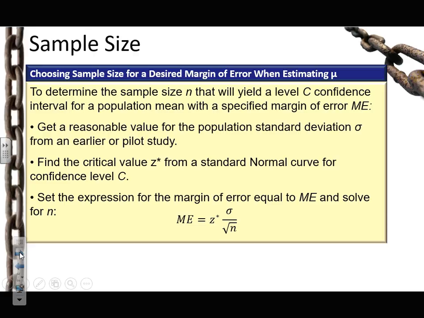So now, this is what we're going to be looking at. This is the formula we use to find sample size when we're working with means. So our margin of error will be equal to the Z star, the critical value associated with your confidence level, times some previously known standard deviation divided by the square root of n. And so from there, we plug in our values, solve for n.